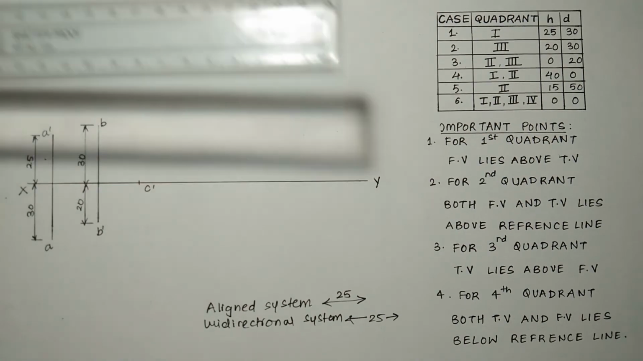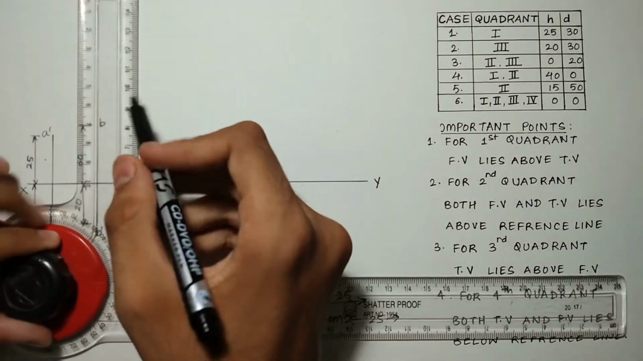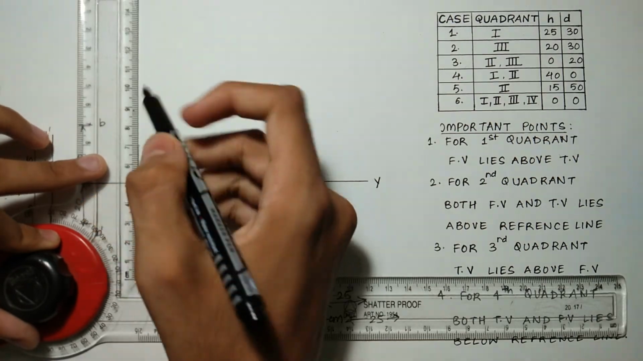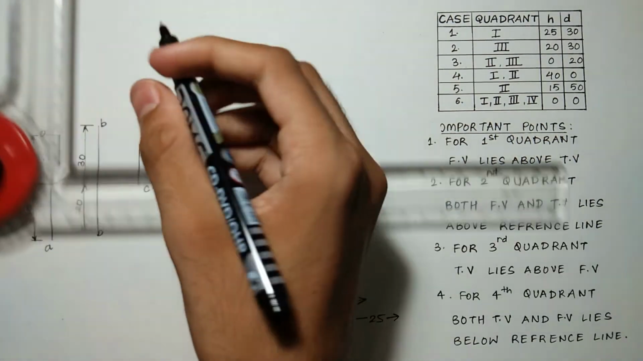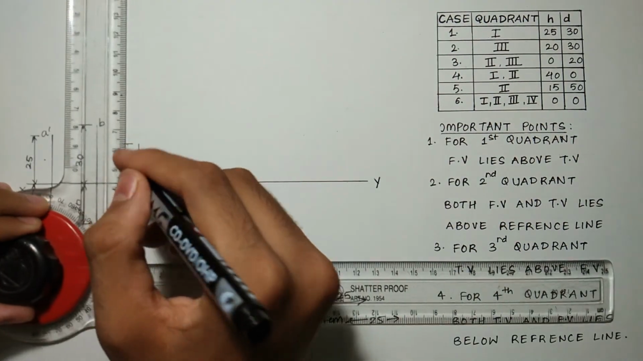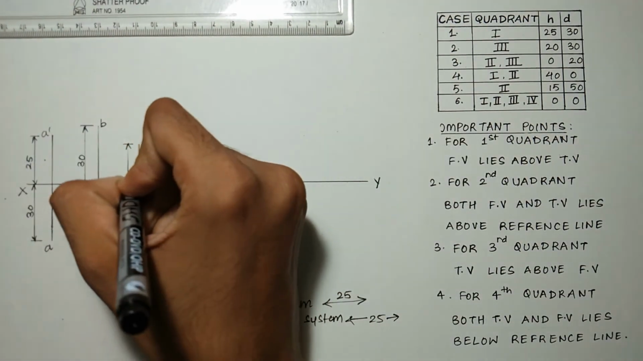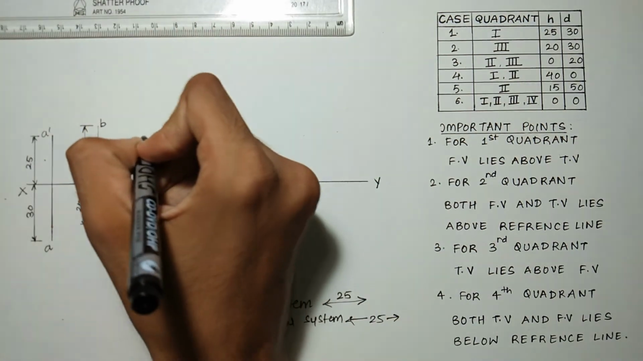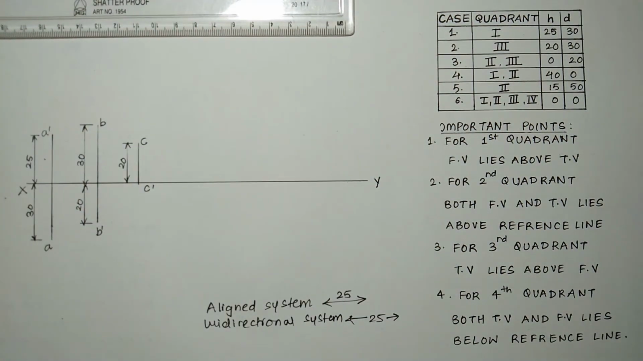So the distance D is given as 20 mm, which we will be plotting. So the distance is given as 20 mm. So let us plot it down as 20 mm, and this point is given as C, which is our top view only.